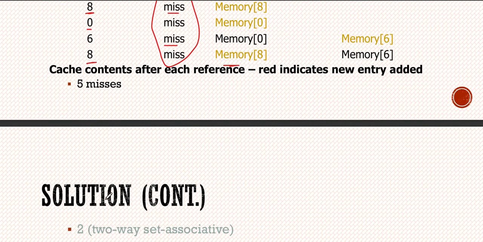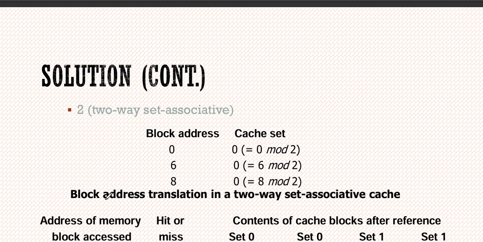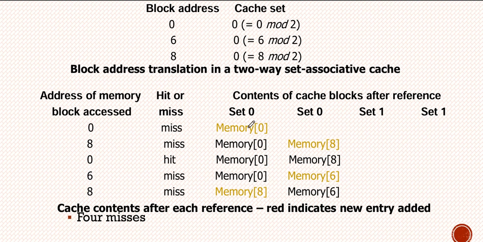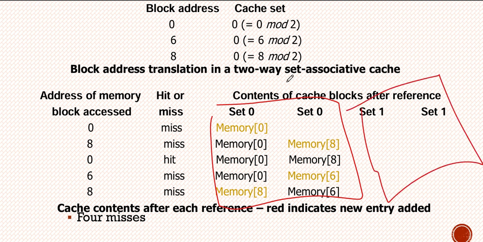Now let's consider a two-way set associative. So a two-way set associative, and 4 divided by 2 is 2. So we use modulo 2. So 0 maps onto 0, 6 maps onto 0, 8 maps onto 0. Right. So a two-way set associative means that we'll be using these two sets, set 0 and set 1. But since everyone is mapping onto set 0, it is only here which we'll consider. We'll not consider set 1.